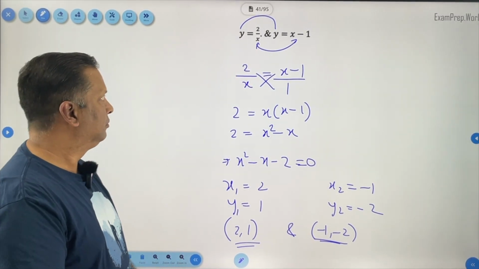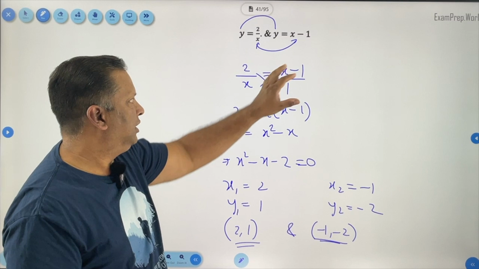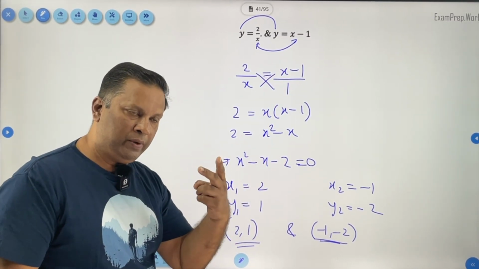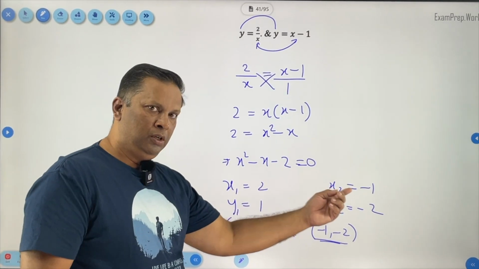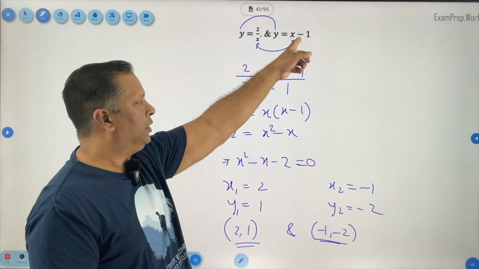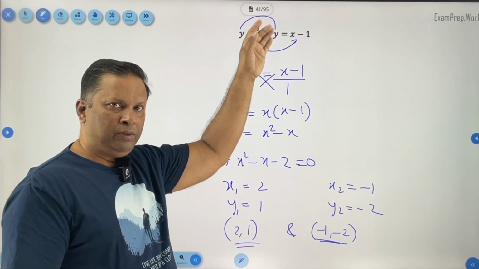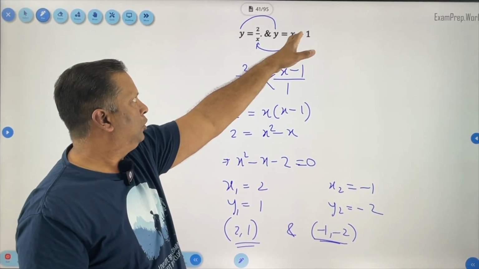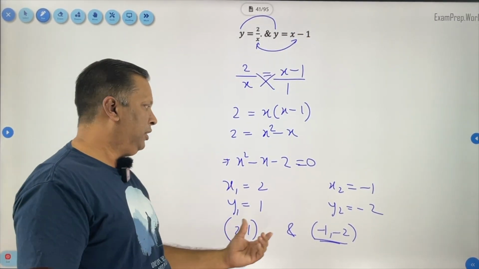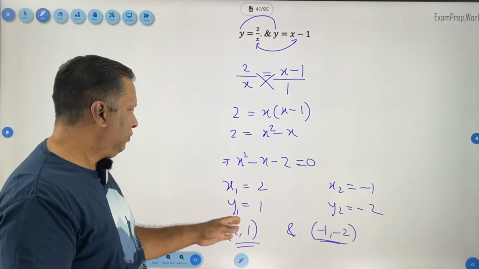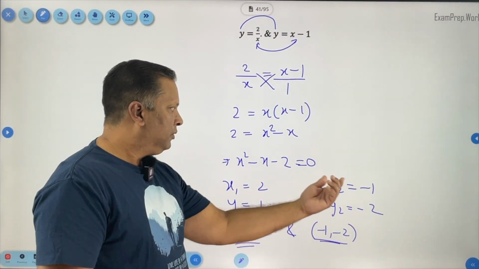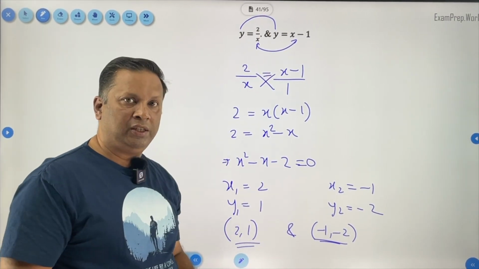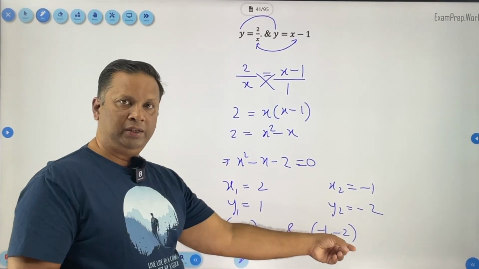Easy? What we did: I equated the right sides, cross multiplied, and I got a quadratic. I solved the quadratic, I got two x values, x1 and x2. I inputted those x values in this one. You could input here also, it will be the same thing. Once I put the values here, I got the respective y values. So (x1, y1) is the first point of intersection, (x2, y2) is the second point of intersection. So these two functions are intersecting at two different points.